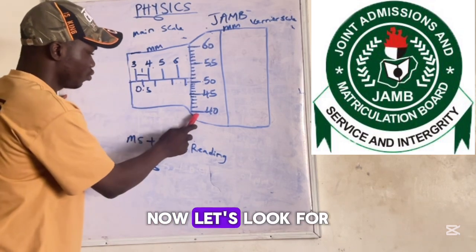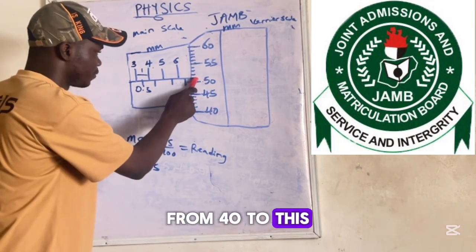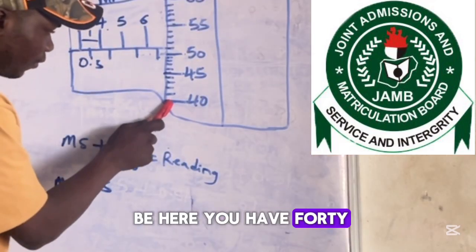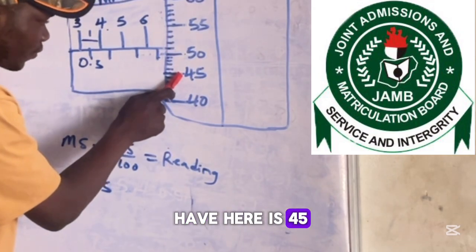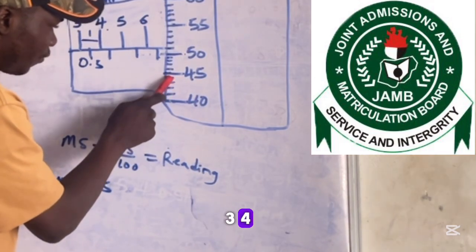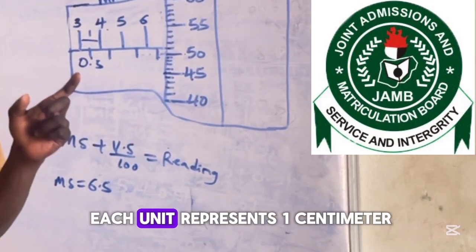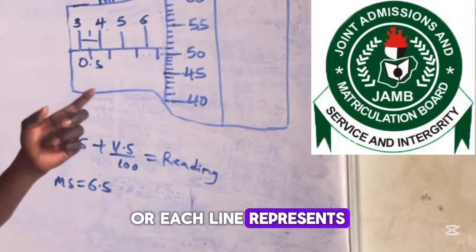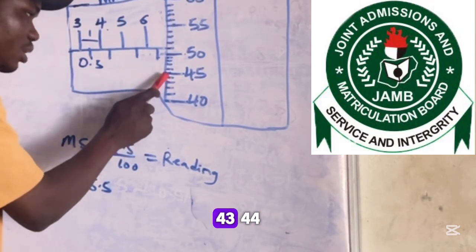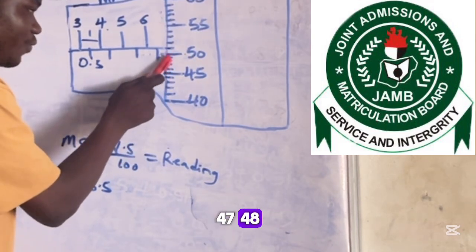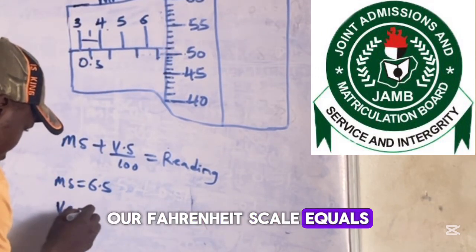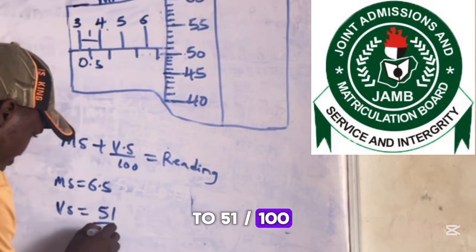Now, let's look at the interval from 40 to this point. What is the real value for this point? Here you have 40. The next number we have here is 45. Now, let's count the total number of lines between 40 and 45, which is 1, 2, 3, 4, 5. It means that each line represents 1 unit. If this is our 40, the next line here is going to be 41, 42, 43, 44, 45, 46, 47, 48, 49, 50. And this line is going to be 51. Our vernier scale equals 51 divided by 100, which is 0.51.